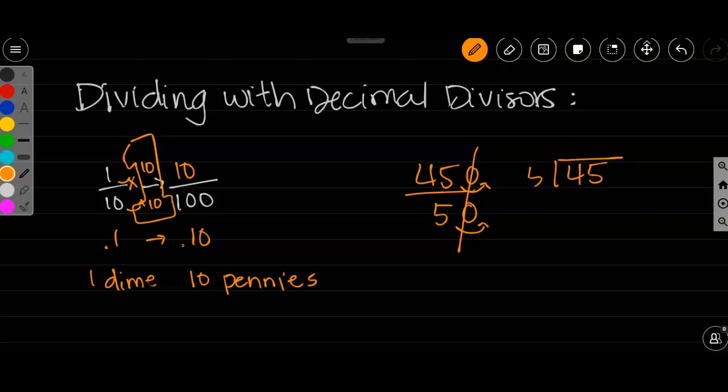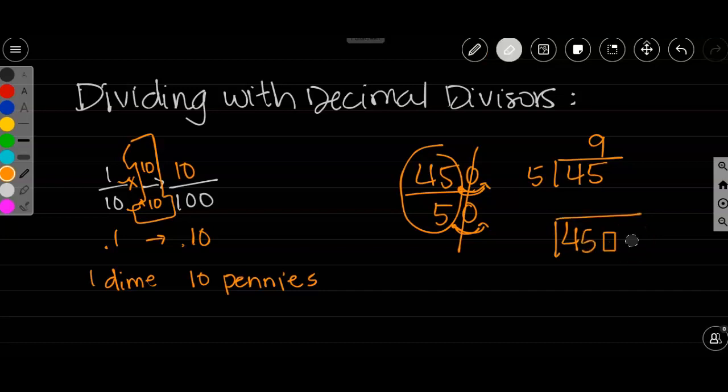45 divided by 5. Okay, that was the original problem right here. Well, we know that 45 divided by 5 is 9. What we did here was we moved the decimal over, and let's see if 450 divided by 50 equals 9. If that's true, then we have the exact same relationship.